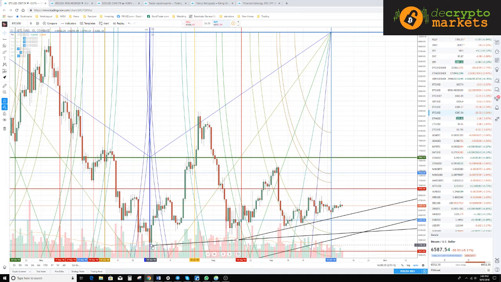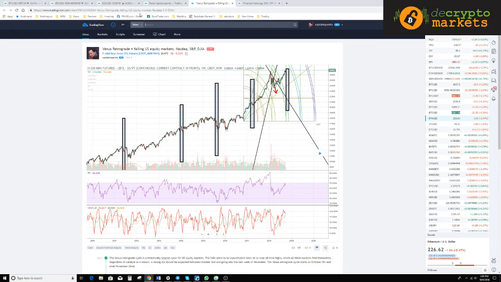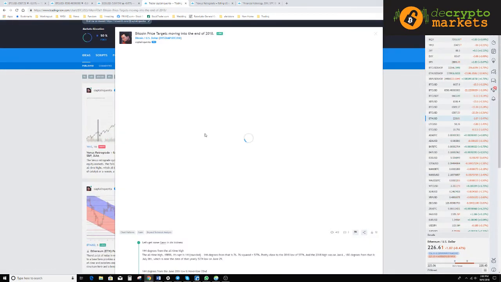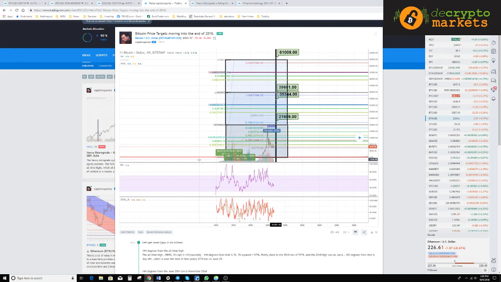The low here is 5,790. No, it wasn't, it was actually lower, wasn't it? 5,790, and 144 degrees was there. So it's a pretty interesting move to look at time and price. And then we did do this forecast, looking at future prices.